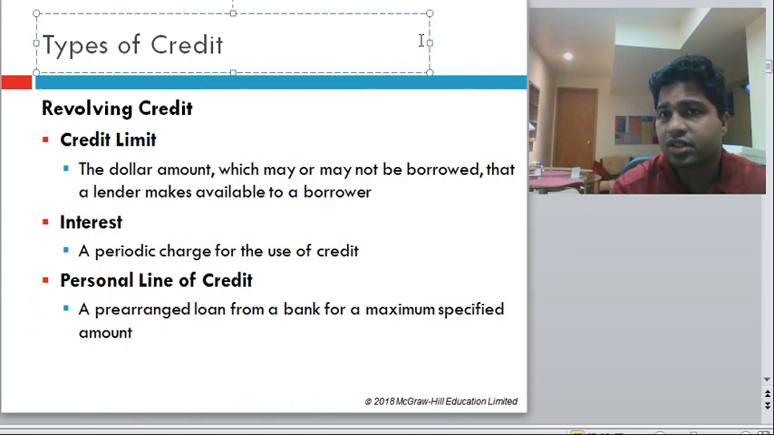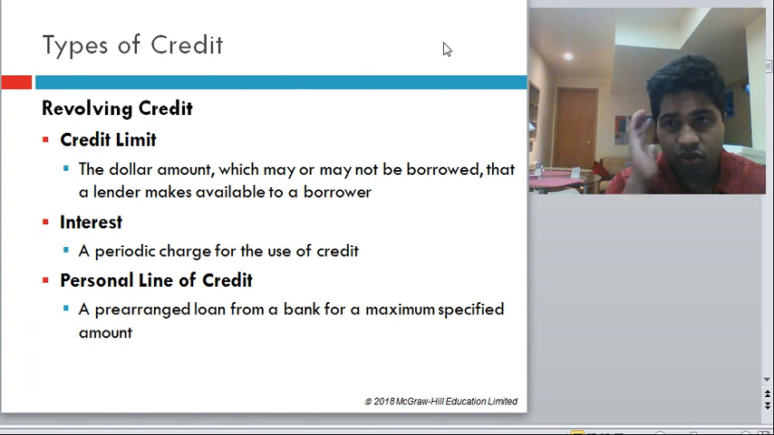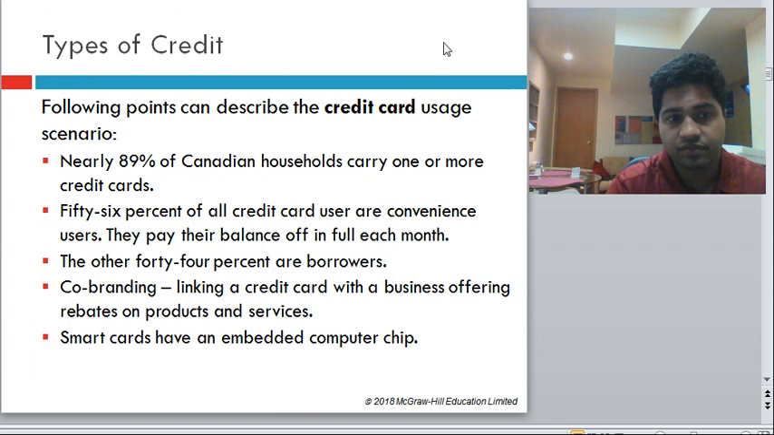Important point, you are not charged on pre-arranged loans. You are charged on the amount you actually use. The following points can describe the credit card user scenario. Nearly 89% of Canadian households carry one or more credit cards. 56% of all credit card users are convenience users, so they pay their balance each month.